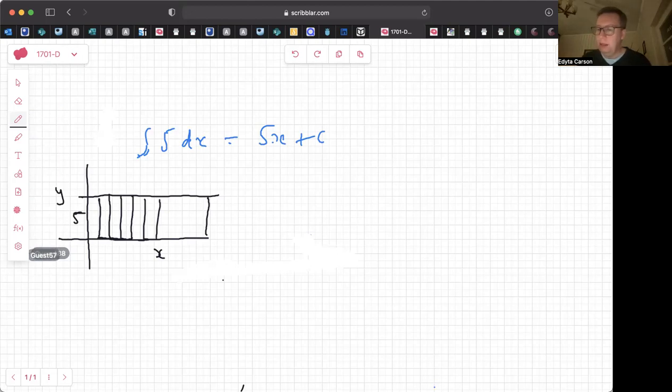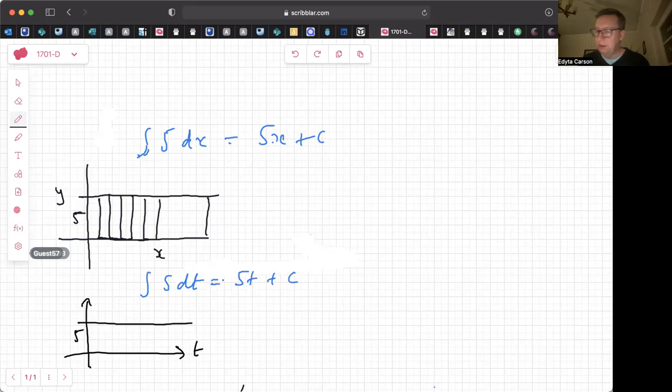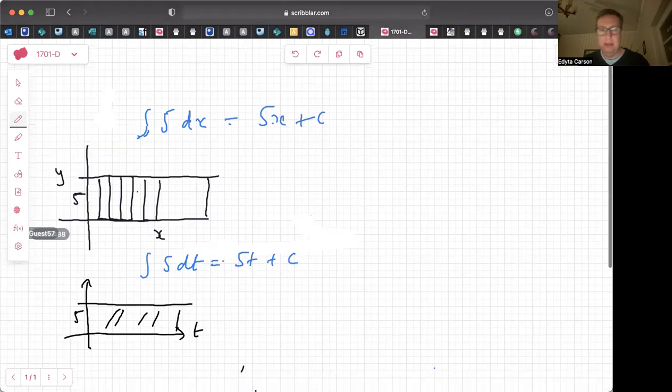Okay, so if we then change that to 5 dt, the answer will be 5t plus c, because the x-axis is now a t-axis. And if y is 5, then the area underneath this will be 5t instead of 5x.